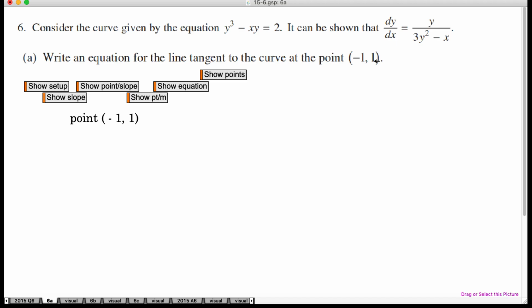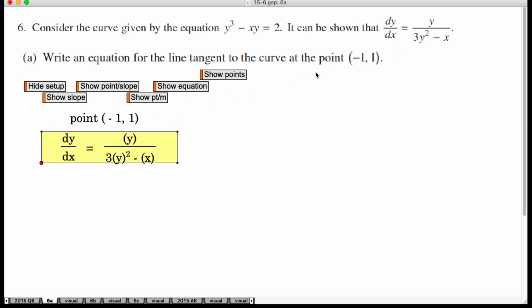Now, when you want to write the equation of a line, you need two things, basically the slope and a point. We already have the point, and you can get the slope from various methods, but here they give us the slope function, so we need to know the slope at this point, so we're going to just use that.